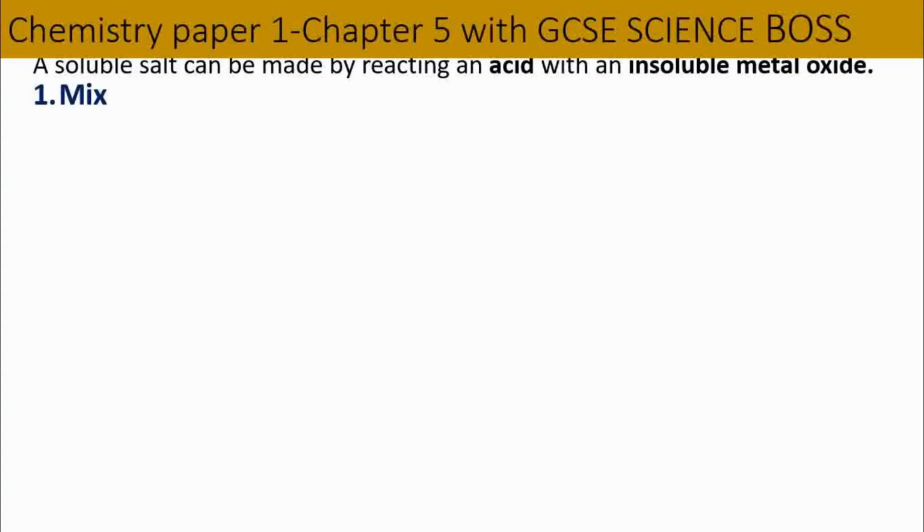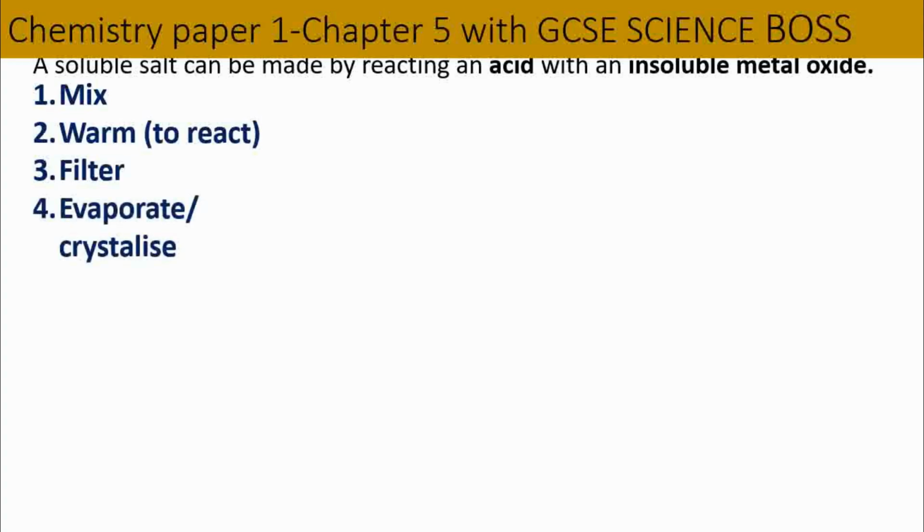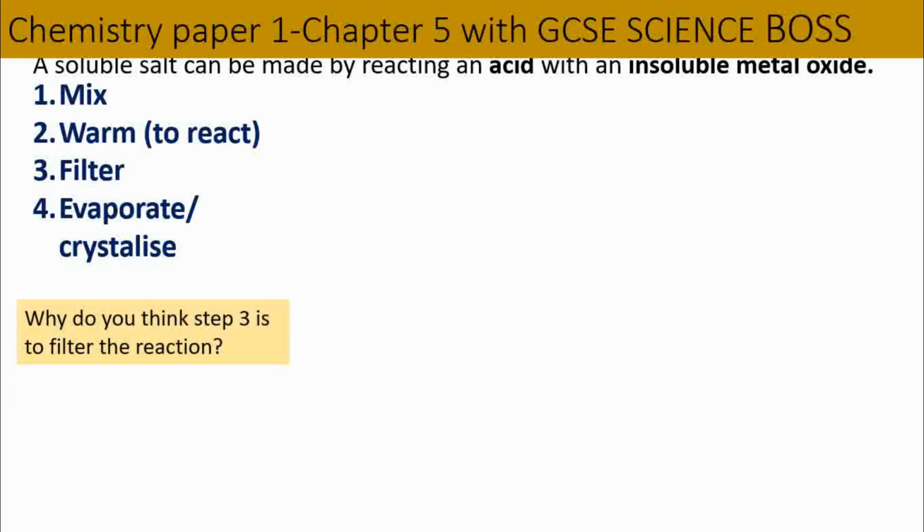And here are the general steps for making a soluble salt. You mix the acid and the insoluble oxide, you warm them to react, you then filter, and then you evaporate and crystallize. Okay? Now, why do you think step 3 is to filter? Remember that we're dealing with an insoluble metal oxide. So for the bit that was unreacted, that's why we're going to filter.